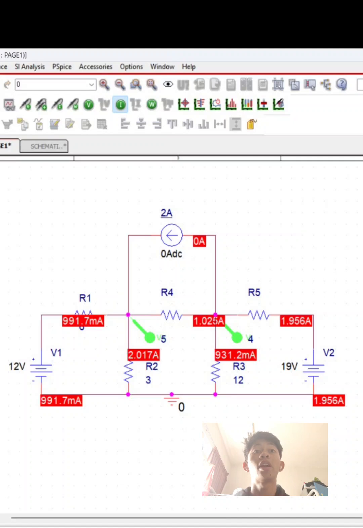And lastly, the branch currents are also clearly displayed, such as 1.025 ampere flowing through R4 and 1.956 ampere passing through the R5 into the 19 volt source. And by comparing this simulation reading to our mathematical steps using the superposition theorem, the values are highly consistent with minimal rounding difference. This confirms that our hand calculations are accurate and the circuit behaves exactly as predicted.